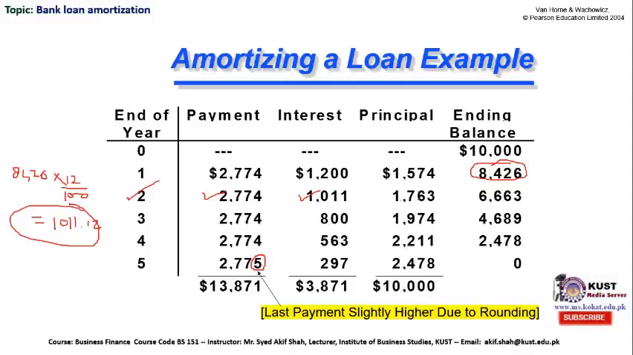$1,011. The principal amount to be settled will be payment minus interest expense, which will give you $1,763, and once again you need to minus it from your remaining ending balance, and it will give you the remaining outstanding loan amount which is supposed to be paid out to the bank in the next 3 years of installment.